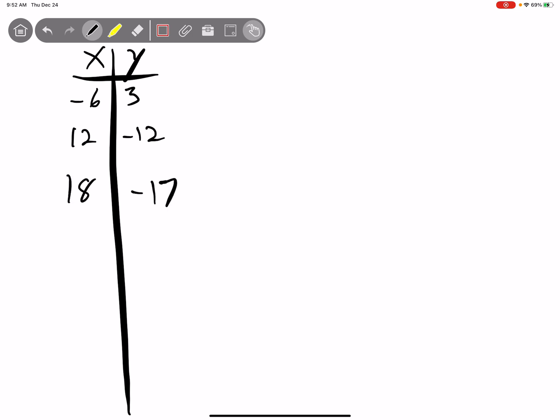Let's do these 3 points. Okay? Is it linear? What are the ratios? It's the first thing you need to do, so work on that right now. Pause the video and work on that, please.